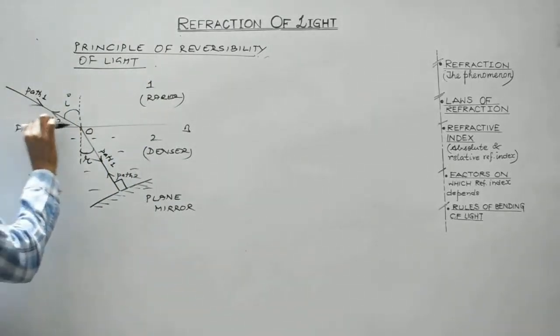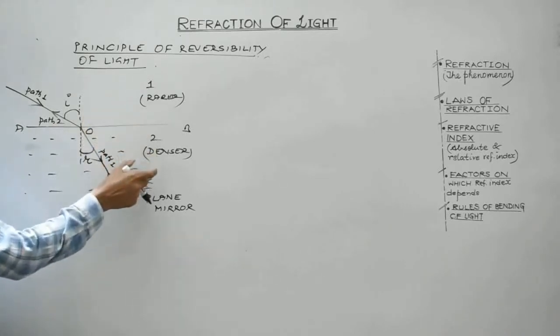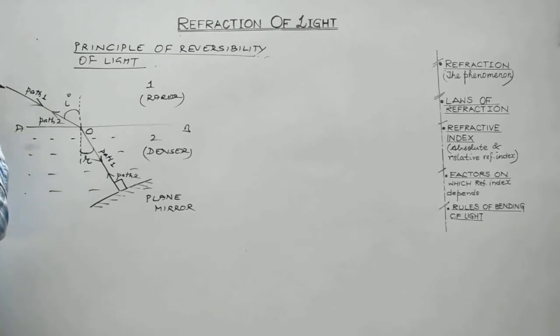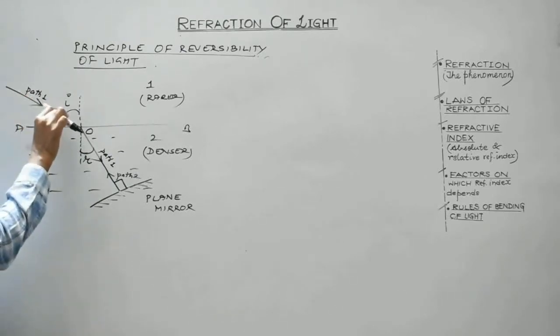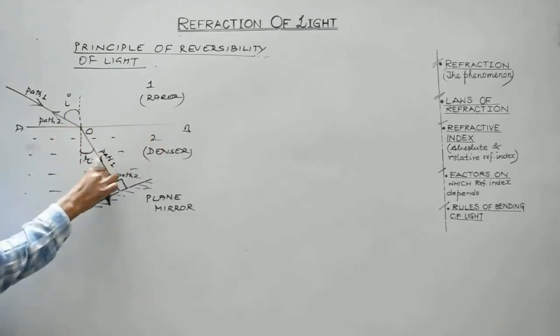So what you consider is there is an interface separating two different media. This comes to be rarer and this comes to be denser. Right? Let this be water, this be air. So when light gets incident in an oblique direction, and if it is traveling from rarer to denser, it will bend towards the normal like this.